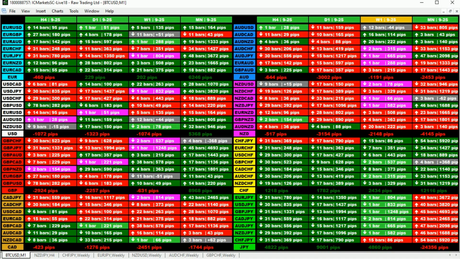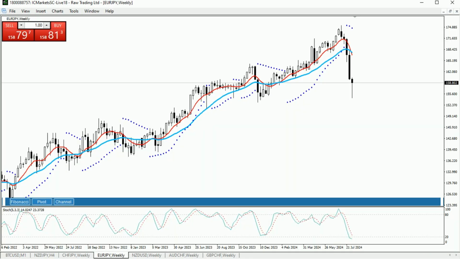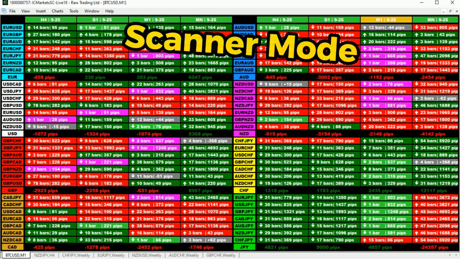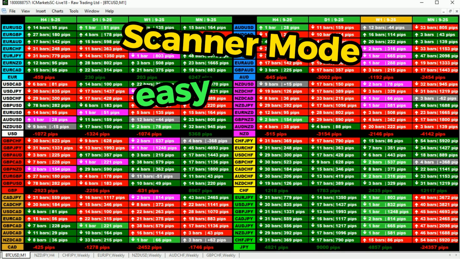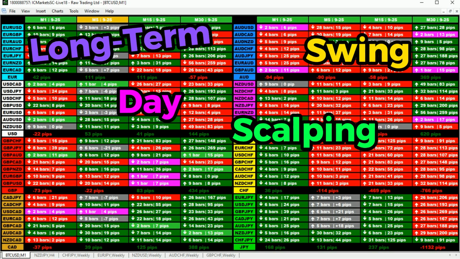The key feature is its ability to display all crossover signals as buttons on a single screen. This allows you to quickly see where crossovers have occurred and what the current trend looks like. The dashboard operates in scanner mode, making it easy to scan the market for potential opportunities. You can adjust the time frame based on your trading strategy.